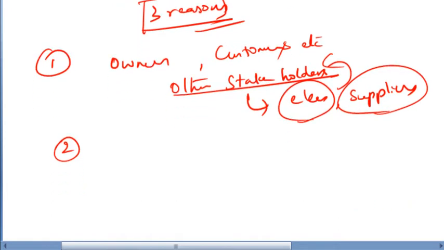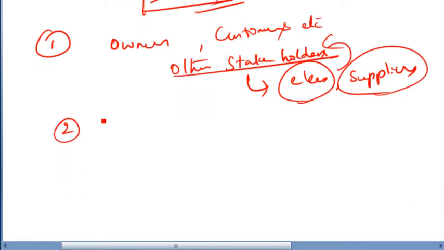Reason number two: most of the performance measurement frameworks like the balanced scorecard and the performance pyramid ignore the changes that must be made to the organization's strategies, processes, and capabilities in order to meet the needs of the stakeholders. These guys ignore who, where? One is balanced scorecard, and the other one is what? Performance pyramid.